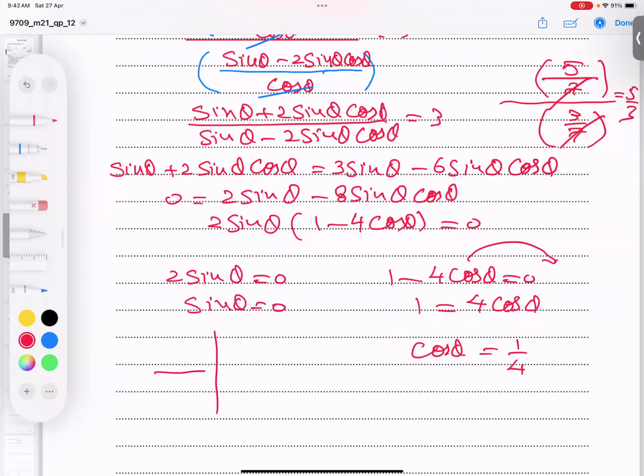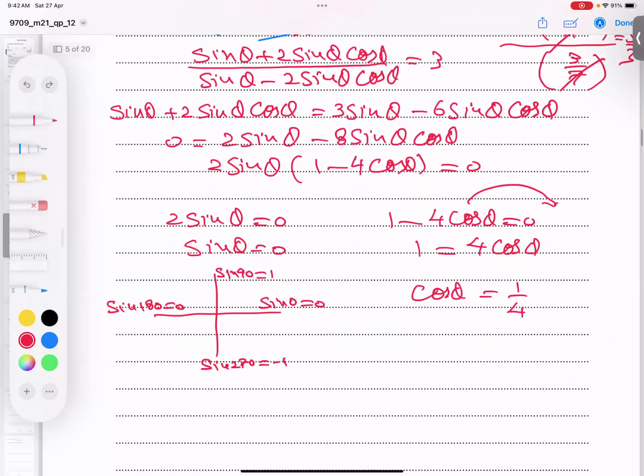2 will go there, I get a sine theta is equal to 0. So sine is 0 where? For your knowledge, sine 0 is 0. Sine 180 is 0. And above and below, sine 90 is +1 and sine 270 is -1. Extra knowledge, if we have a 0 here, we will get 0 and 180. If we have a +1 here, we get a 90 answer. If we have -1 here, we get a 270 answer. But now we're getting two answers, 0 and 180 degree.